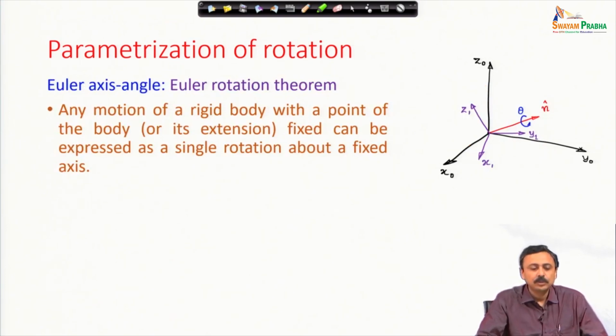Now, we come to the Euler axis angle parametrization. For that, first we look at the Euler rotation theorem. The Euler rotation theorem says any motion of a rigid body with a point of the body or its extension fixed can be expressed as a single rotation about a fixed axis. Any motion of a rigid body with one point fixed can be expressed as a single rotation about a fixed axis.